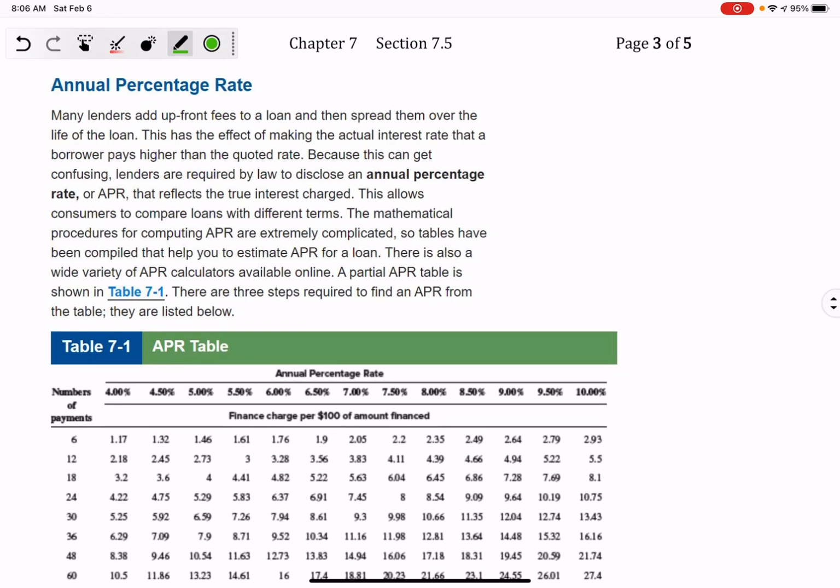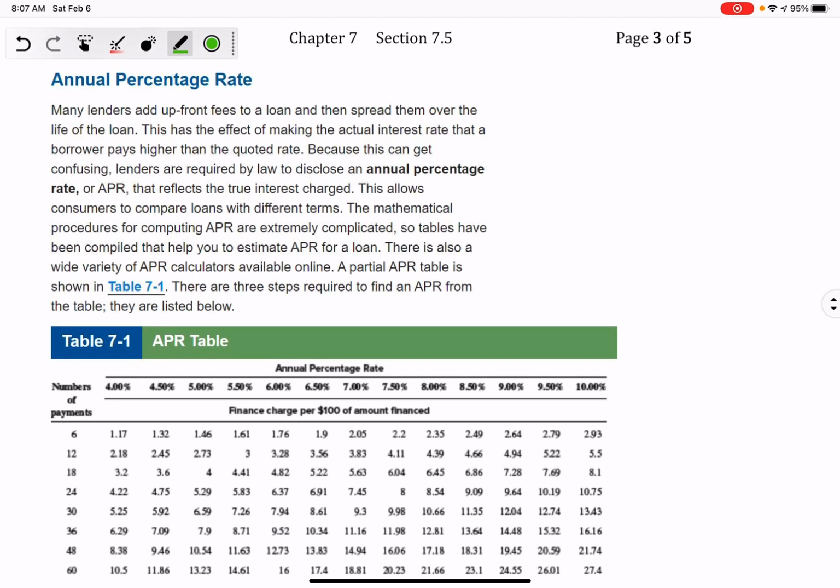Okay, this part gets fun. I'm going to slow down a little bit so that I don't make a mistake and so that you guys can keep up with what's going on, because we'll have to use this table to come up with some fun stuff. So many lenders add upfront fees to a loan and then spread them over the life of the loan. This has the effect of making the actual interest rate that a borrower pays higher than the quoted rate. Because this can get confusing, lenders are required by law to disclose an APR, or an annual percentage rate, that reflects the true interest charged. This allows consumers to compare loans with different terms.